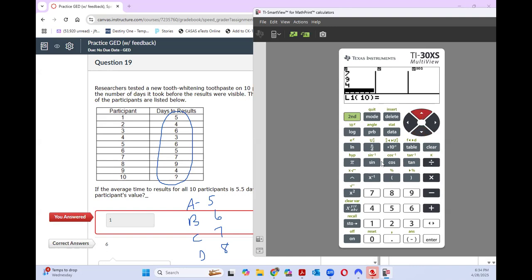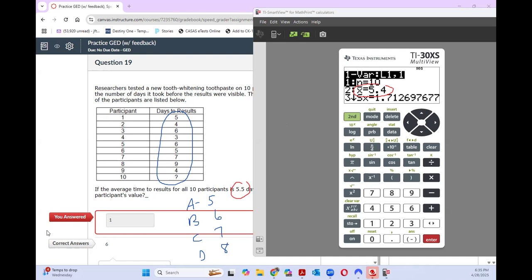I'm gonna put my first multiple choice there, which is 5, and hit enter. And I'm gonna go second, data, one variable, because I only got one variable, calculate. And the average is shown right at the top. So the average is right here, 5.4. Well, we're looking for 5.5. So we know it's not 5.